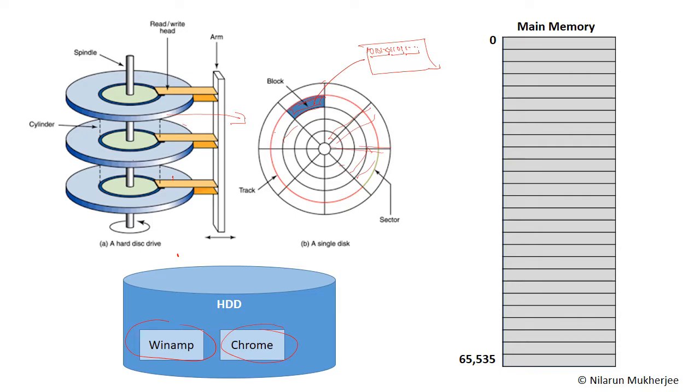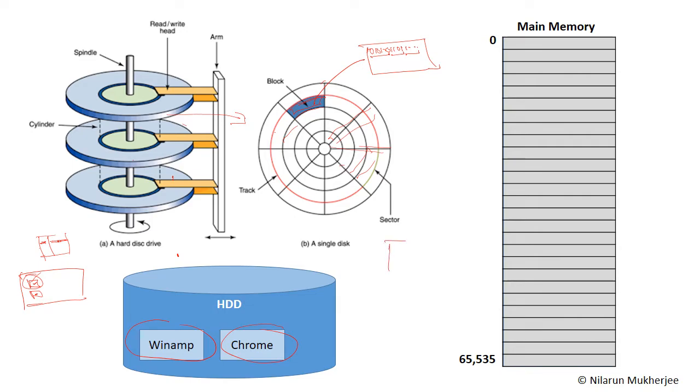So to run a program, suppose you have clicked on the Winamp icon on your desktop. There is a Winamp icon, there is a Chrome icon. What happens? Windows has a registry where it has the program ID and the corresponding location where the program is stored. So you have clicked on an icon, so the OS knows that you want to execute that program.